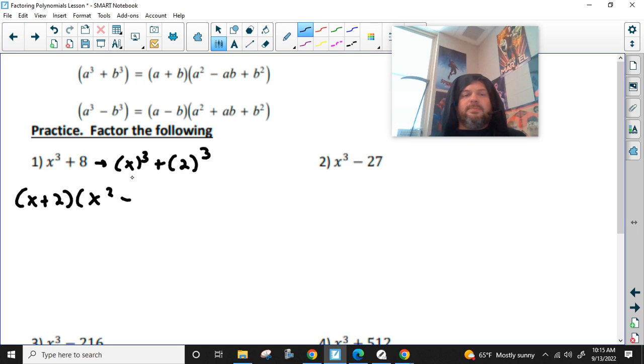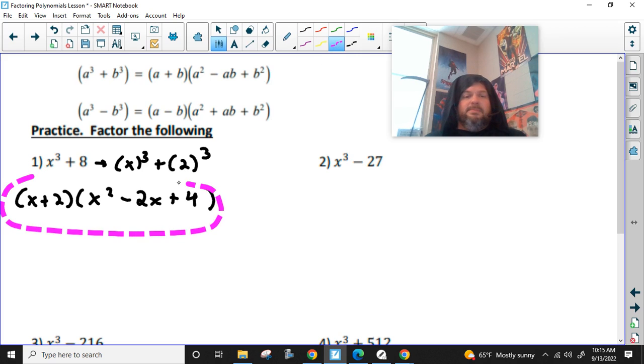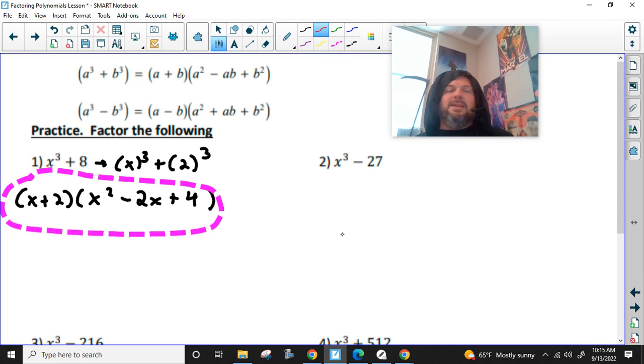Now, we know that 2 times x is just 2x, and 2 squared should be 4. So I'm not showing that step like I did previously. Now, on number 2, again, we're going to have x to the third minus what number times itself 3 times? It is 3.